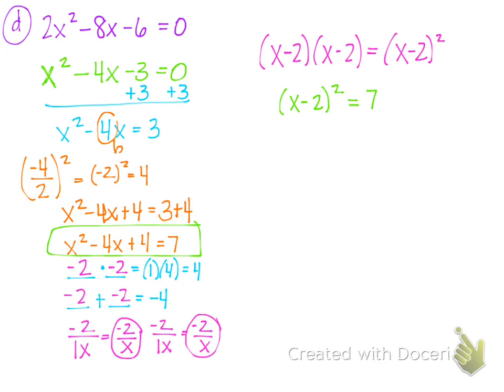We're going to solve. So we've got to take the square root of both sides. So we have the square root of x minus 2 squared, and then the square root of 7. So on the left-hand side, we just have x minus 2. And remember, whenever we take the square root, we got to have plus or minus, and let's use 3 decimal places. We've got 2.646.